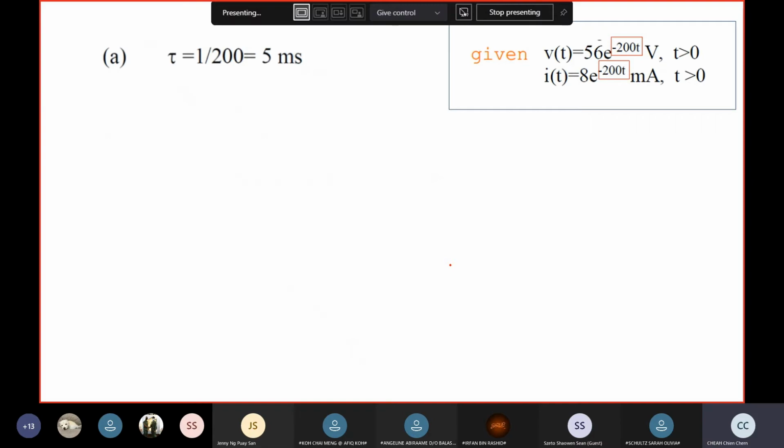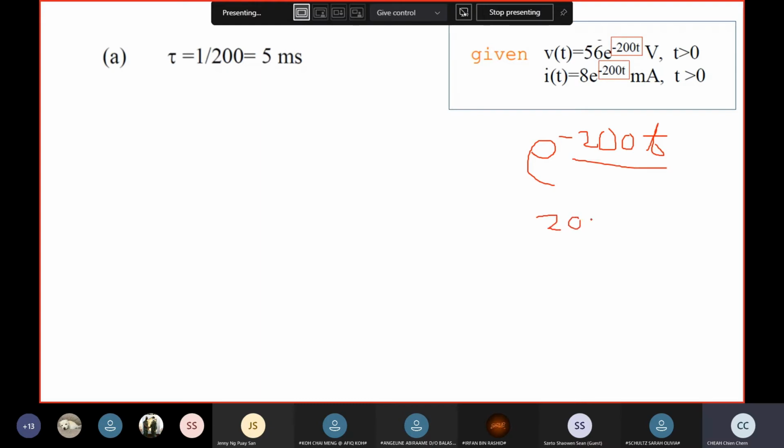Okay, this question is the reverse. You have already been given your voltage and current. Remember what the time constant is? It is the time taken for it to reach e to the power of negative 1. Which means that if you put this over here, 2e to the power of negative 200t, when this exponent is equal to 1, it means what? 200t is equal to 1. So t is equal to 1 over 200.